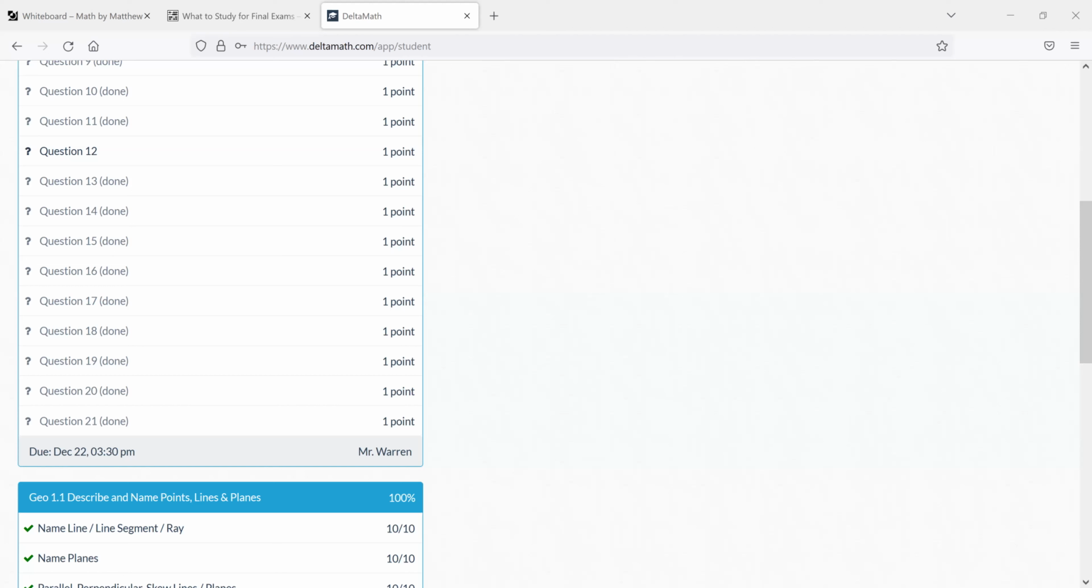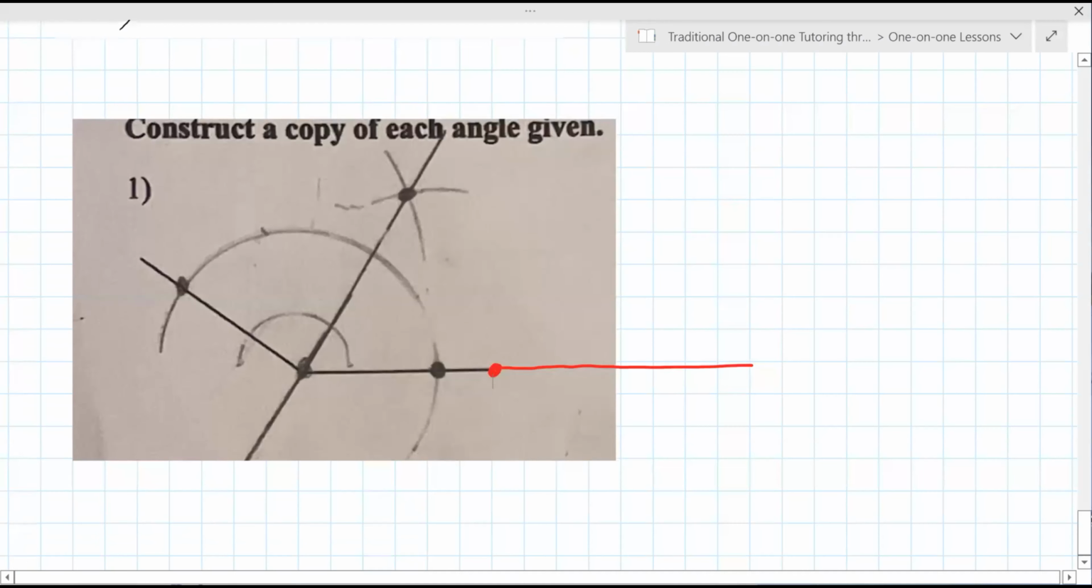Okay, so the idea here is you have to copy the angle. It doesn't say where, so that's nice. What I like to do is I'll do this in a different color here as well. So you extend one of the lines. In this case, you say that again, I'm sorry for interrupting. Are you on a different thing? Because it's still showing me the Delta Math. Oh, I apologize. I mess that up at least once a day.